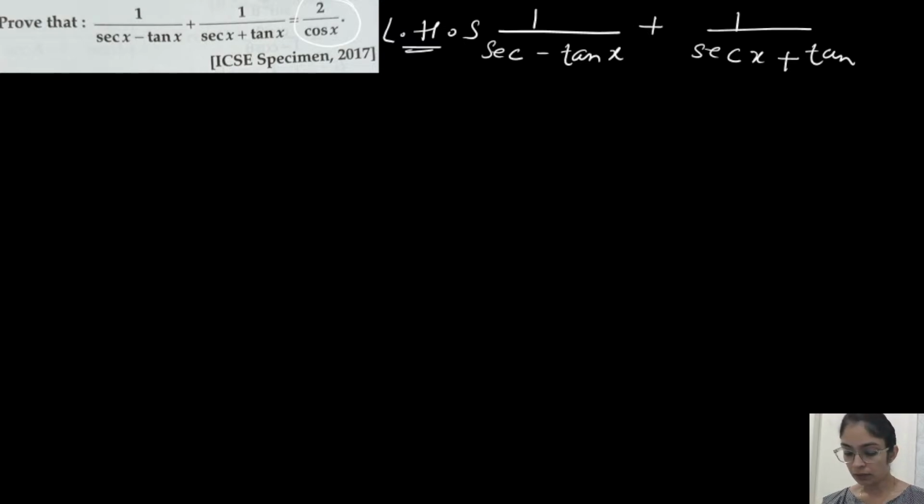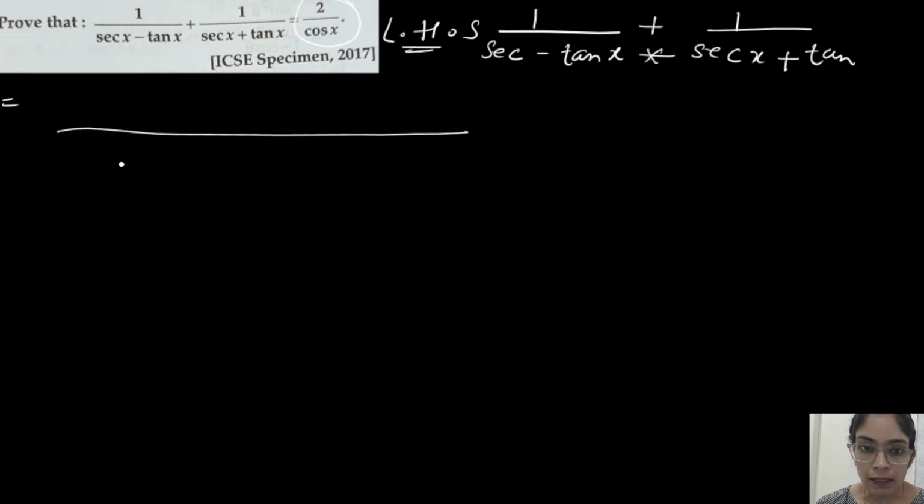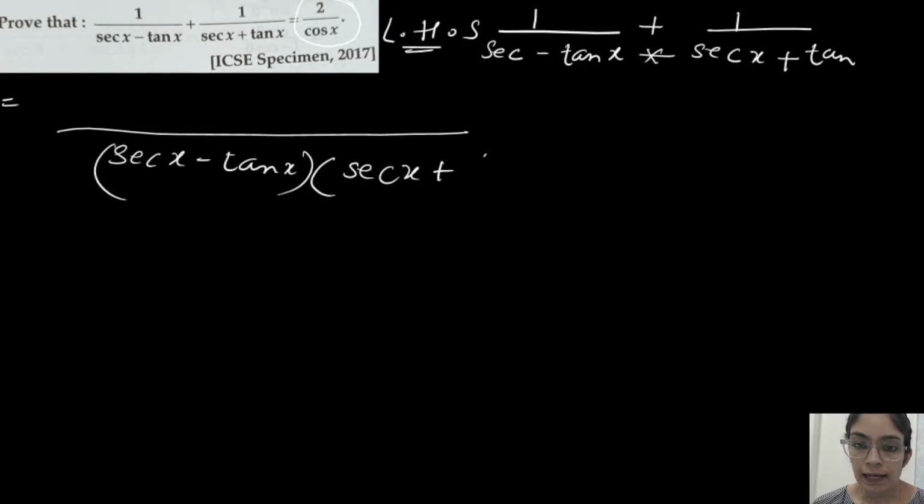Yes, so take common a square minus b square. Yes, we will get a square minus b square after taking LCM. Always remember, whenever two fractions are there, we have to make the denominator same by taking LCM. So how to take LCM of these type of expression? Multiply denominators with each other. So first of all, denominator I am going to multiply. So it is secant x minus tan x into secant x plus tan x.